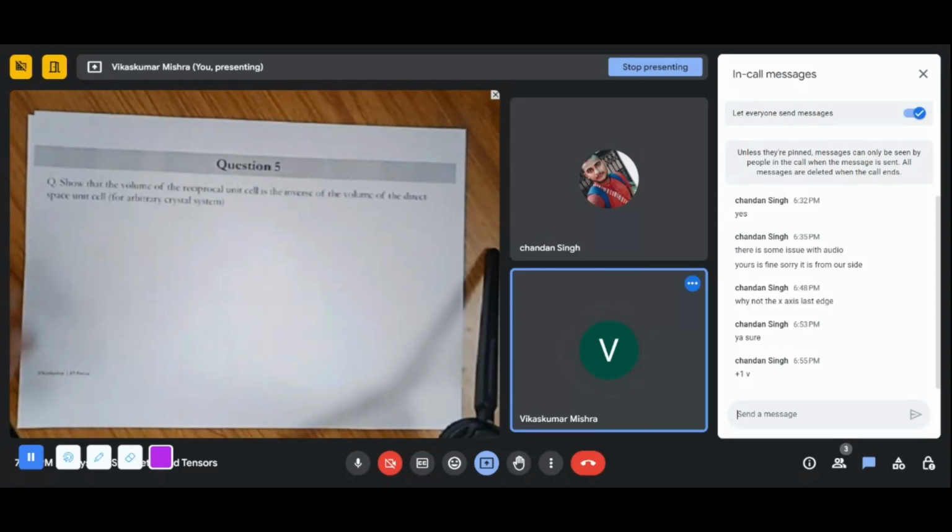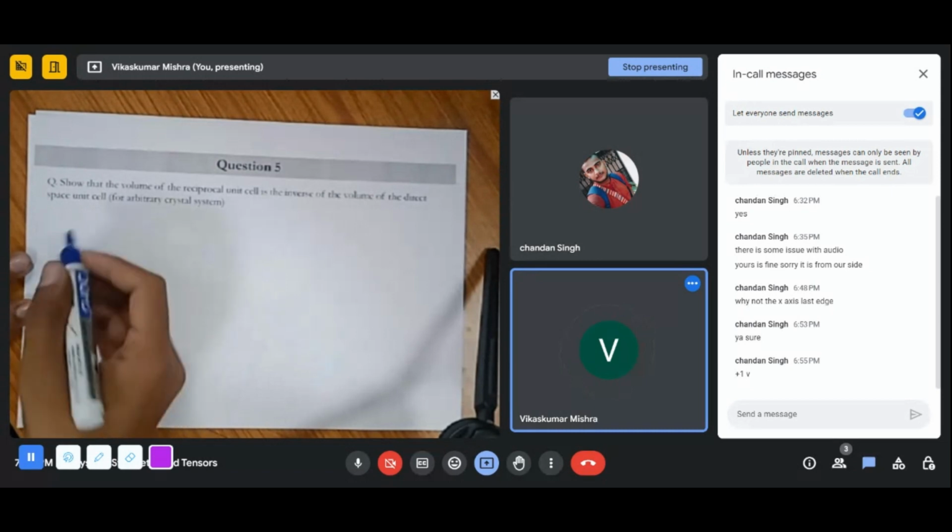Question number 5 is on the reciprocal lattice. It's a good question. We need to show the relation between the volume of the reciprocal unit cell and the volume of the direct space unit cell. Let me write something which we are going to use here.